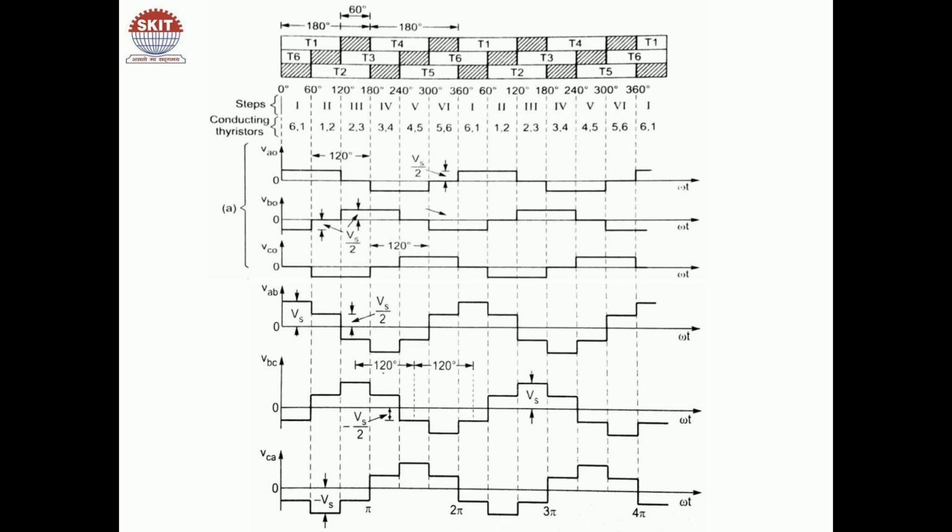From 60 to 120 degree, VA naught is Vs by 2 minus 0. So VAB is Vs by 2. From 120 degree to 180 degree, 0 minus Vs by 2, that will be minus Vs by 2. From 180 degree to 240 degree, it will be VAB, that is minus Vs by 2.